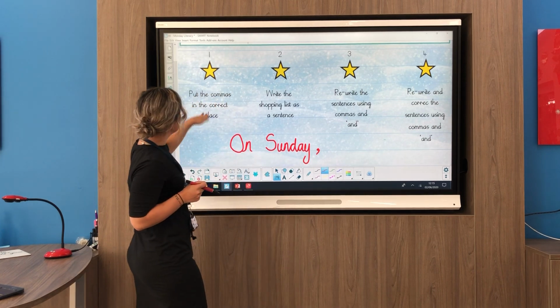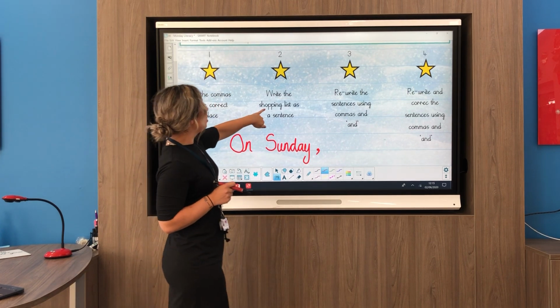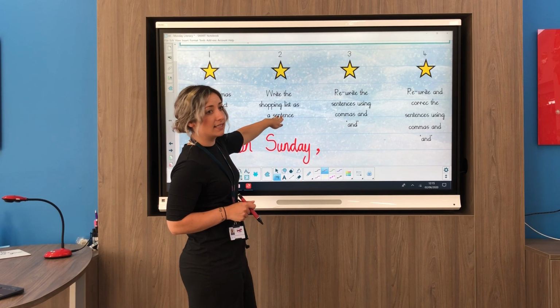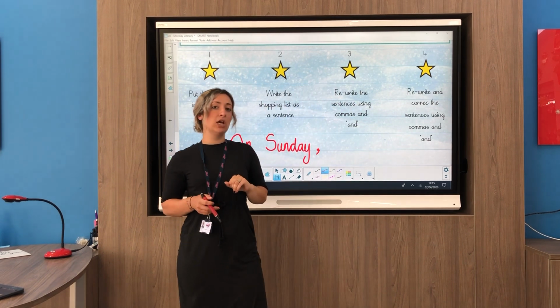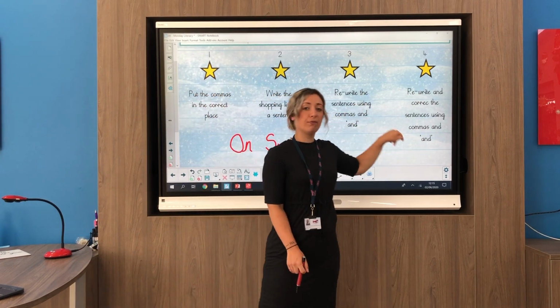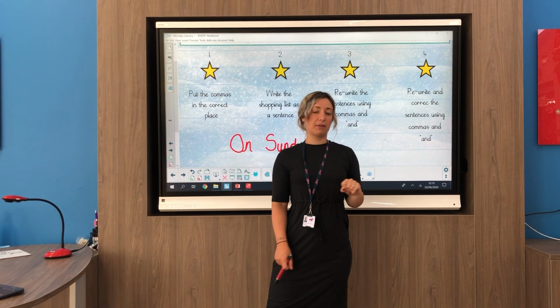Okay, so your 1-star, put the commas in the correct place. 2, you're going to do the shopping list as a sentence. 3 and 4, you're going to rewrite and correct the sentences using 'and', and if you are 4-star, using commas in the correct place as well.